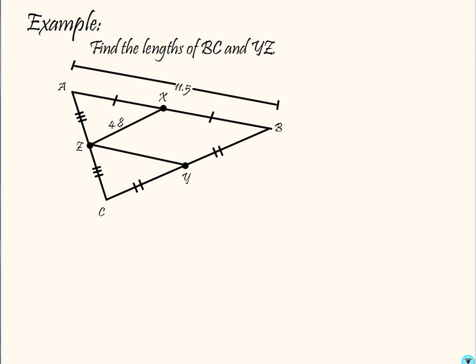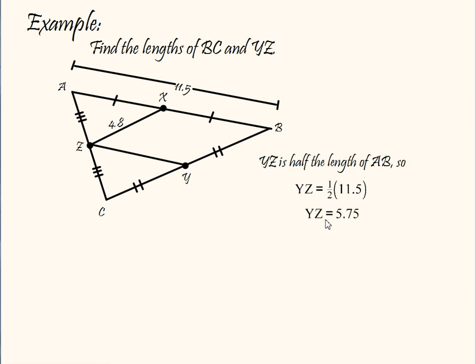So let's start with taking a look at YZ. YZ is half the length of AB. It's also parallel to AB, but that's not important right now. If YZ is half the length of AB, and I know that AB is 11.5, all I have to do is find out what half of 11.5 is, and I've got length YZ. Once I do that in my calculator, I get 5.75, and I already have the length of YZ.